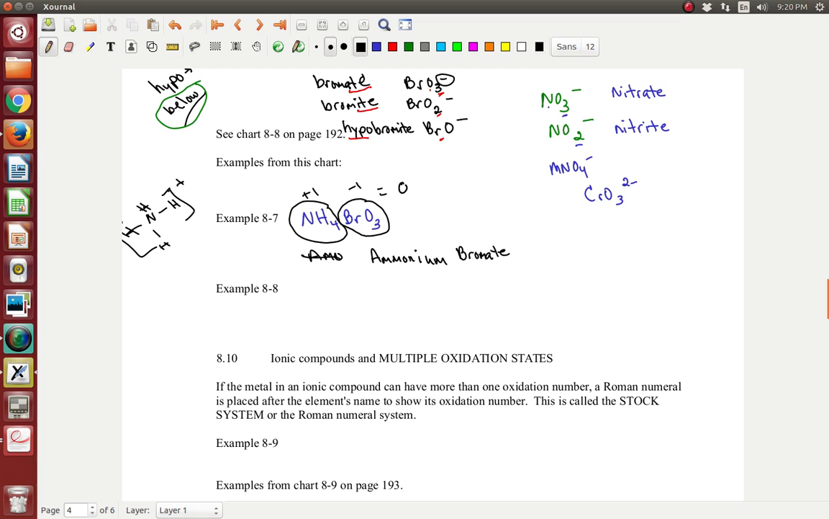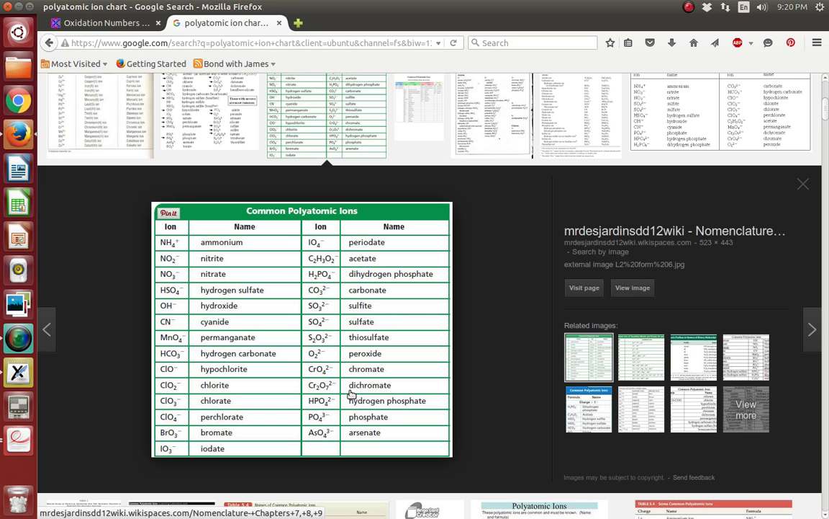All right, now let's do 8-8. It says, what is the formula of potassium dichromate? So I'm going to write the word: potassium dichromate. We have to figure out the formula of this thing. Well, what's potassium? That's easy. K. Dichromate. I'm hoping there's one on this particular chart that I pulled up. Yes. Right there. Dichromate. Now, normally you might think two chromate ions, but dichromate is another weirdo. That's why you have to look at this polyatomic ion chart and memorize it.